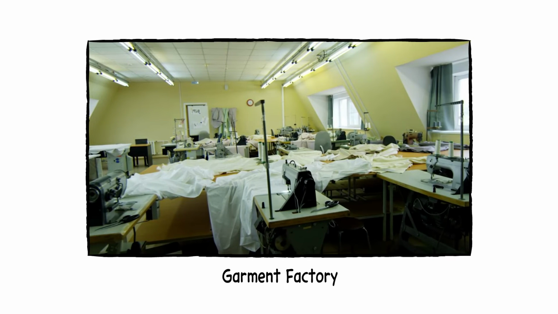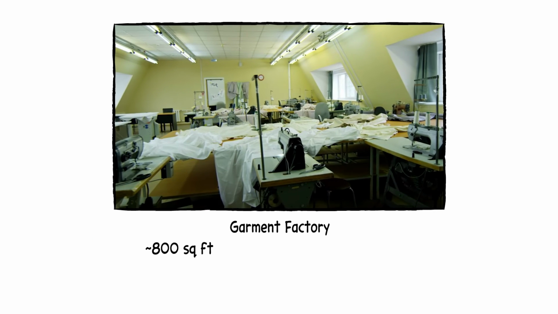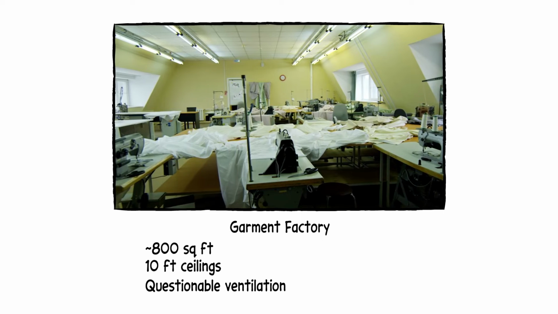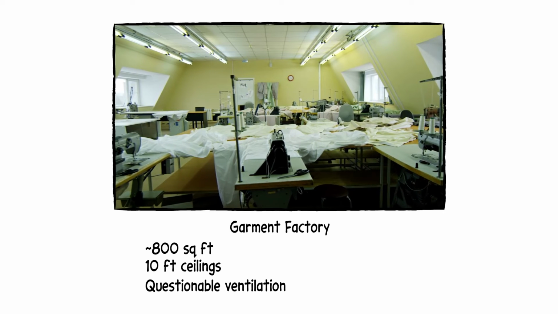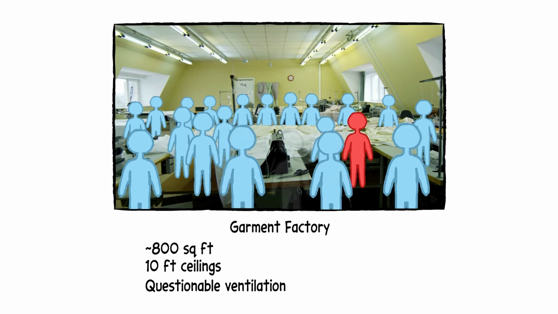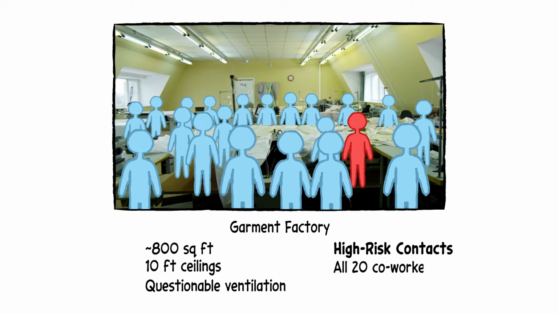This factory measures approximately 800 square feet with 10-foot ceilings and questionable ventilation, even though the windows open. Let's say the index patient is part of a staff of 21, which includes a supervisor and 2 part-timers who both work 2 days a week. Even if the staff have assigned seating, the space is very tight. So here, the entire staff might be considered high-risk contacts, since the smaller setting would likely be more conducive to transmission.